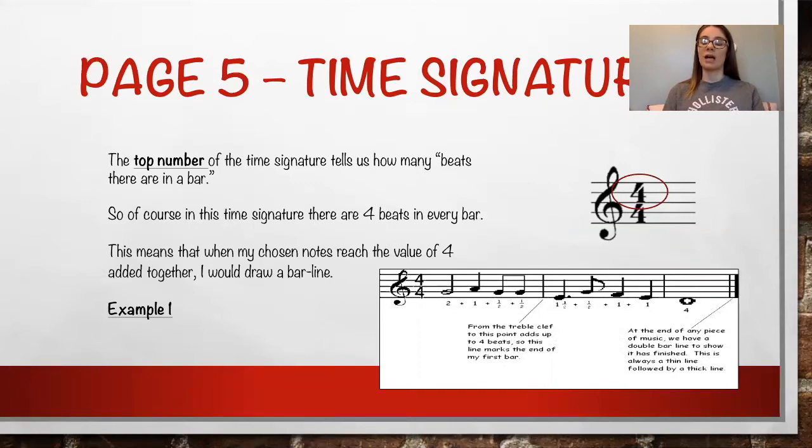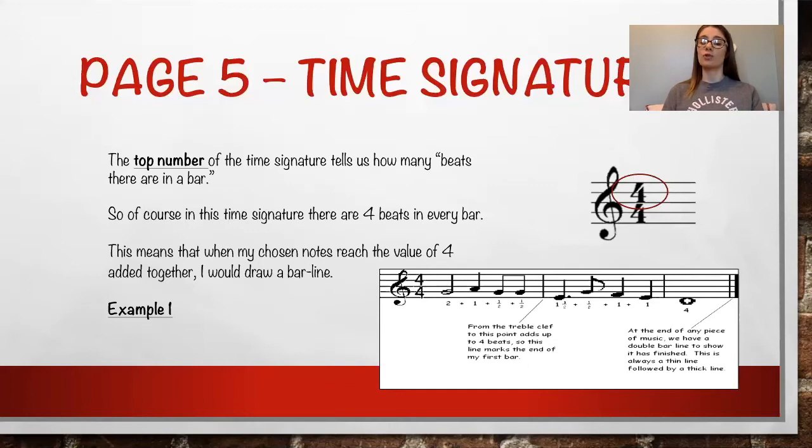We can see that we have our time signature, which is 4, 4, next to our treble clef. If we look at the top number, which is 4, it tells us that there should be 4 beats in every bar. Our first note that we can see here is a minim. We know that a minim is worth 2 beats. We then have a crotchet. We know that a crotchet is worth 1 beat. We then have 2 quavers beamed together, which we know in total gives us 1 beat. In total, that gives us 4 beats in the bar.